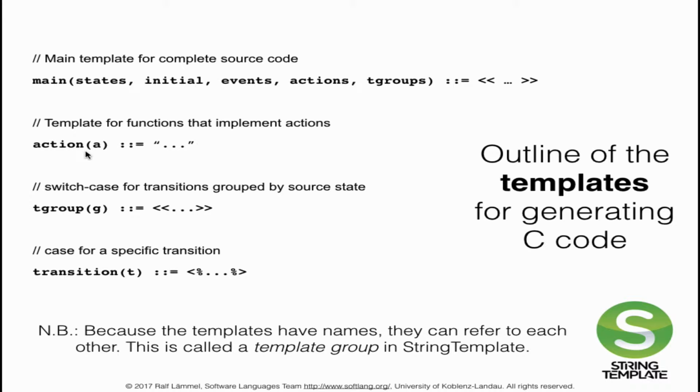We need an auxiliary template, or at least we can use one to factor out the code for the methods or functions that represent actions. And we also have a helper template that deals with the transitions per state, and also a helper template just for the code concerning one individual transition. So you already see that we essentially use some equational notation here to define templates, and that we use different brackets for enclosing the content.